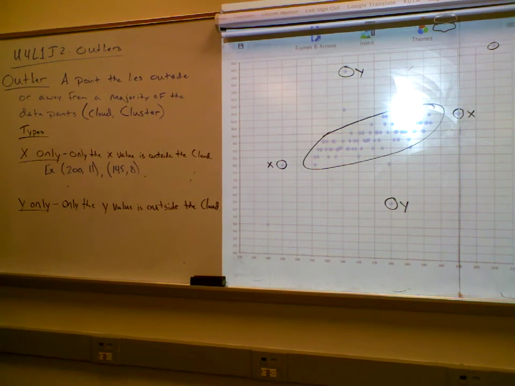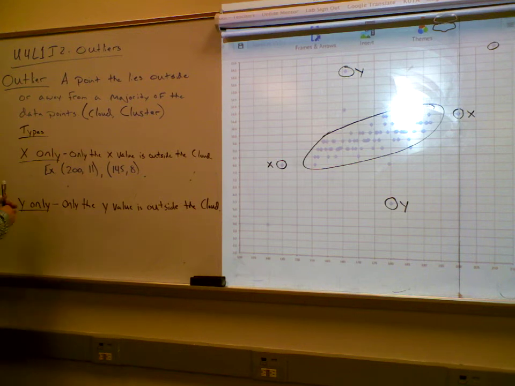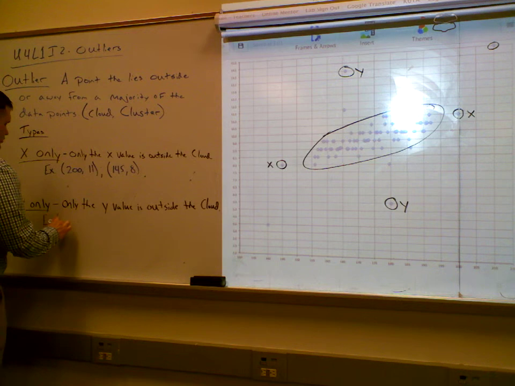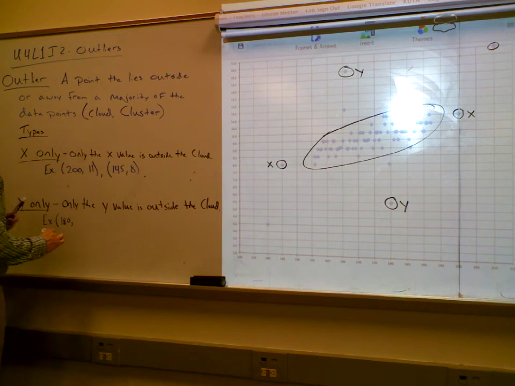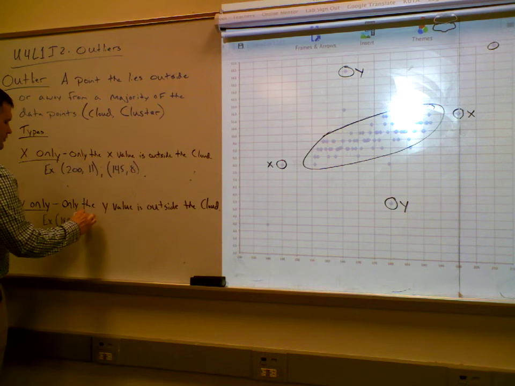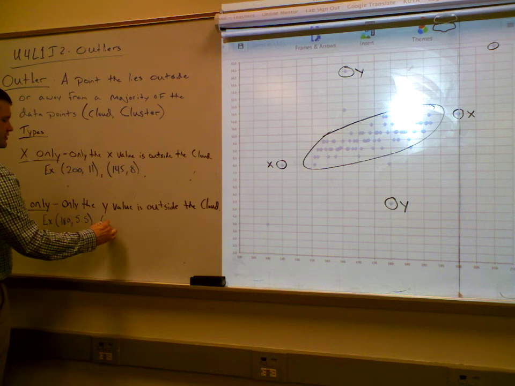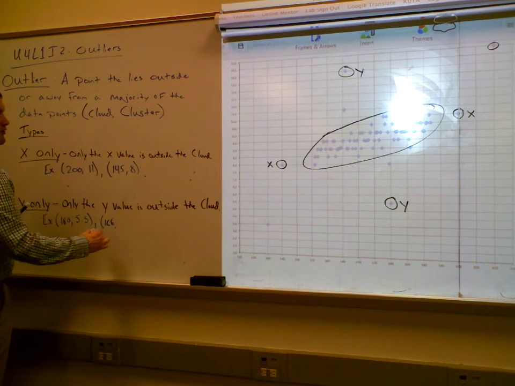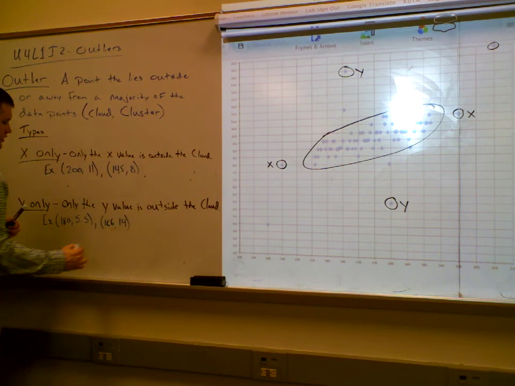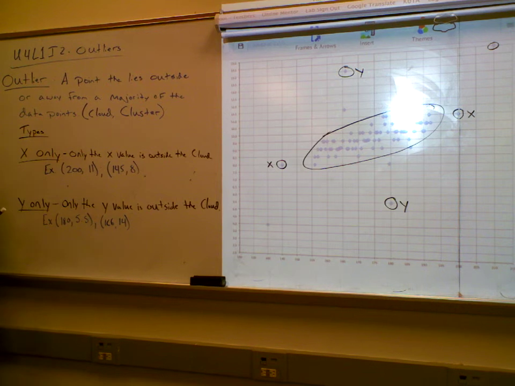Y-only outliers. What were our points? 180, 5.5, and 166, 14. Okay. Now, you might still be struggling with this. We'll talk about it right now.